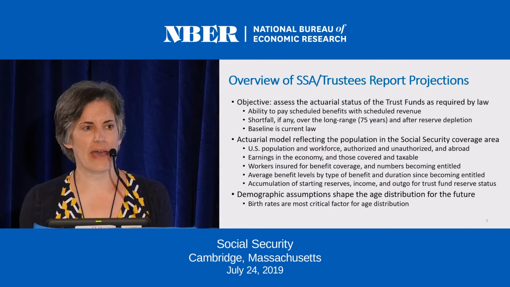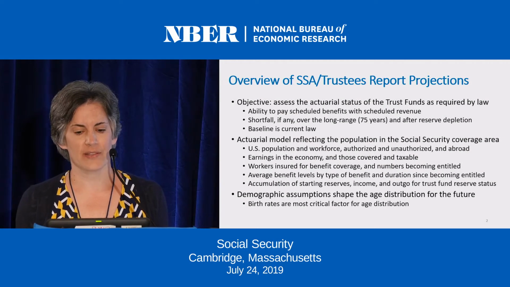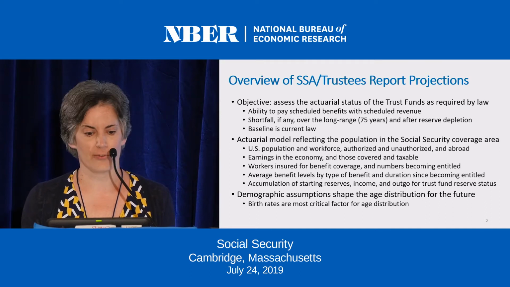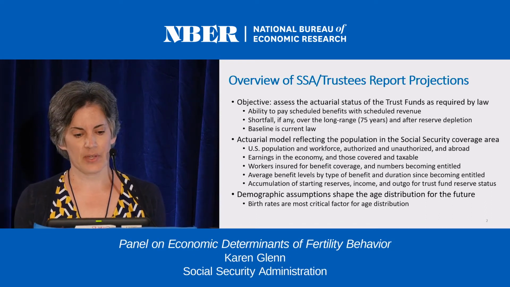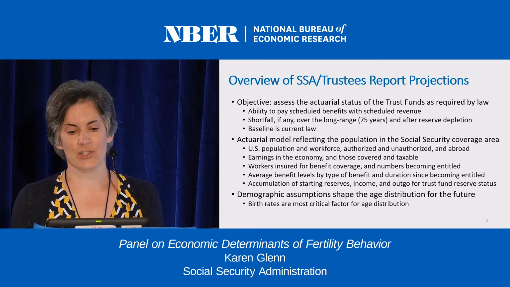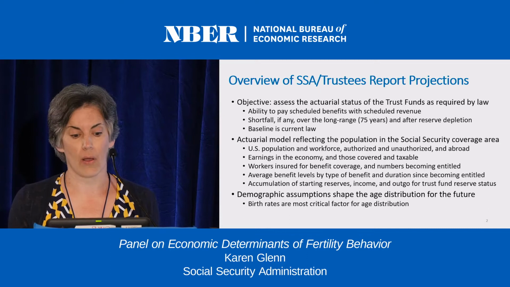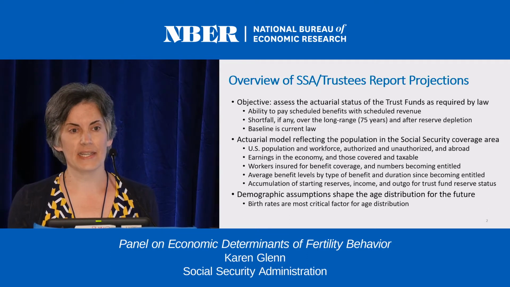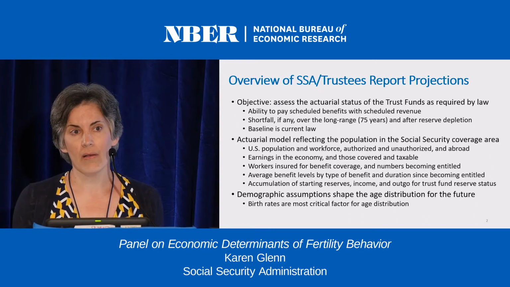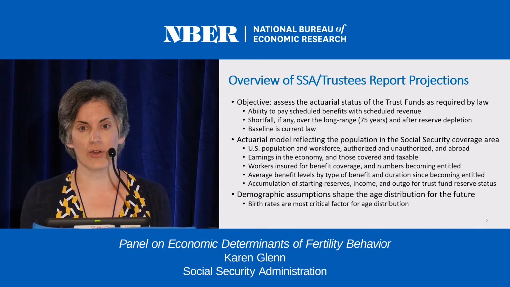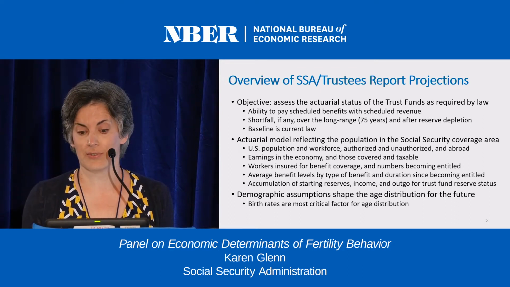First, to give you a little bit of background on what we do at the Social Security Administration, Office of the Chief Actuary, why do we care about these demographic trends, in particular fertility? So, number one, our objective is really to assess the actuarial status of the trust funds as required by law. So, what is the ability to pay the benefits scheduled in law with the revenues that are coming in? What is the shortfall, if any, over the long range? And when we talk about long range, we're talking about 75 years in the future.